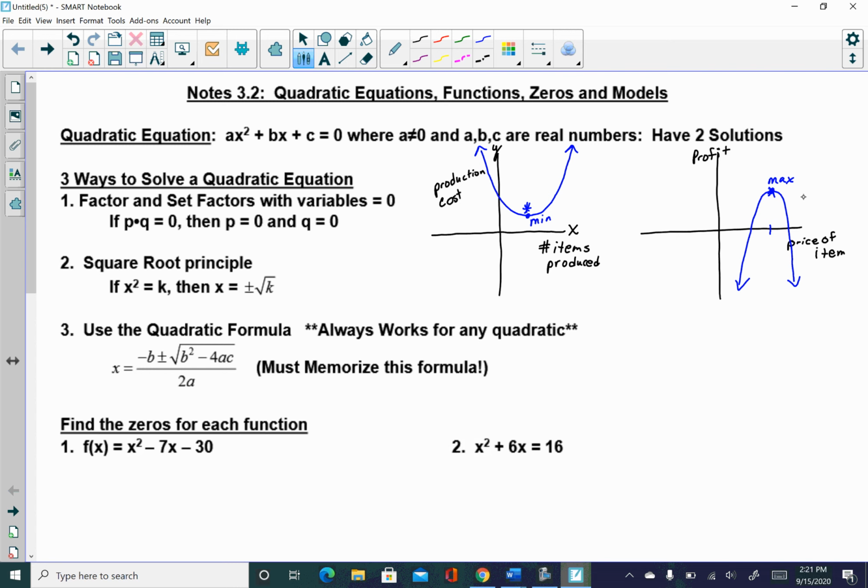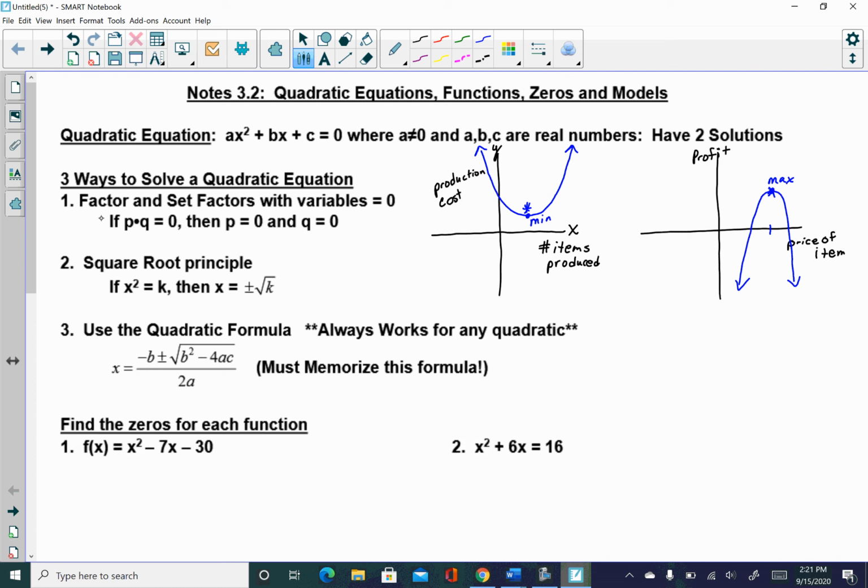All right, so moving on then to the focus for this particular set of notes, we'll be looking at quadratic equations, and of course quadratic equations are of the form ax squared plus bx plus c. a, b, and c are all real numbers. a cannot equal 0, okay? They will have two solutions, and there are three ways to solve a quadratic equation.